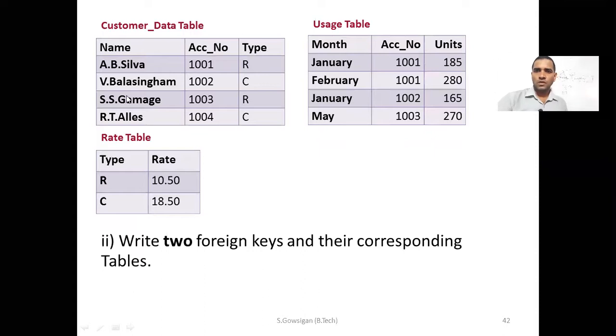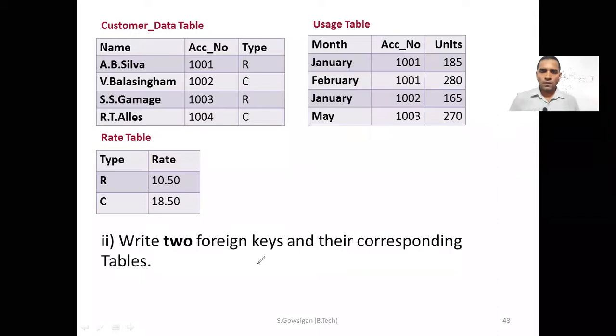I display the same tables. Have a look at the second question. Write 2 foreign keys and their corresponding table names. So even for foreign key, if they ask you to write the 2 foreign keys, write them with the table. Don't write the foreign key without table name, because if you write the foreign key without table name, again there is a confusion because one field can be available in 2 tables. So if you write a field without a table name, definitely that is wrong.